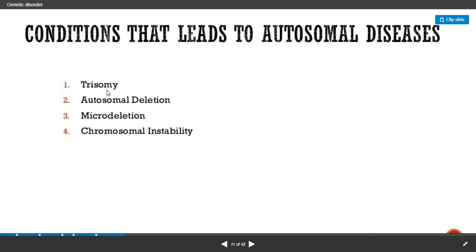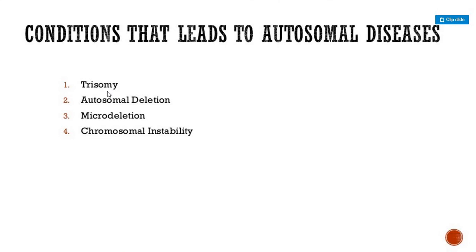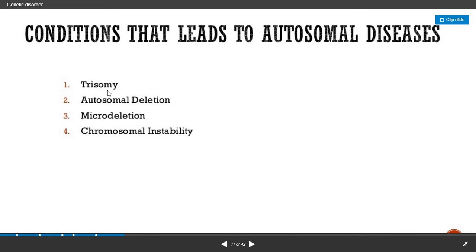Generally, suppose the first pair, the second pair, the third pair, there are two chromosomes in each. Instead, if a third chromosome is also present, then it is referred to as trisomy. The second condition that leads to autosomal diseases is autosomal deletion. Third is microdeletion, and fourth is chromosomal instability.